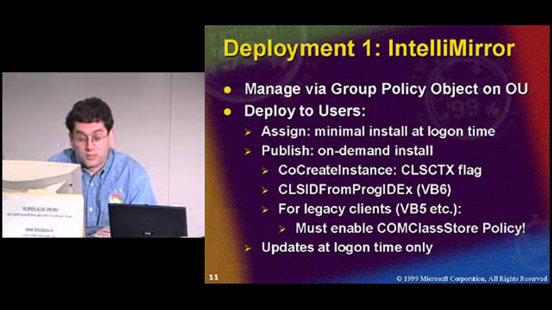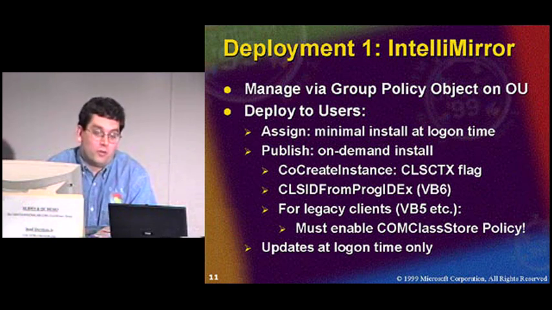CoCreateInstance has been changed. There's a new class context flag that you can specify. It actually enables directory service lookups. You need to specify this flag as CLSCTX_ENABLE_CODE_DOWNLOAD. If this flag is specified, then COM will go to the directory service in the case of a failure of a lookup. So if a class is not registered in the registry, COM will go and query the DS and download an application if necessary.